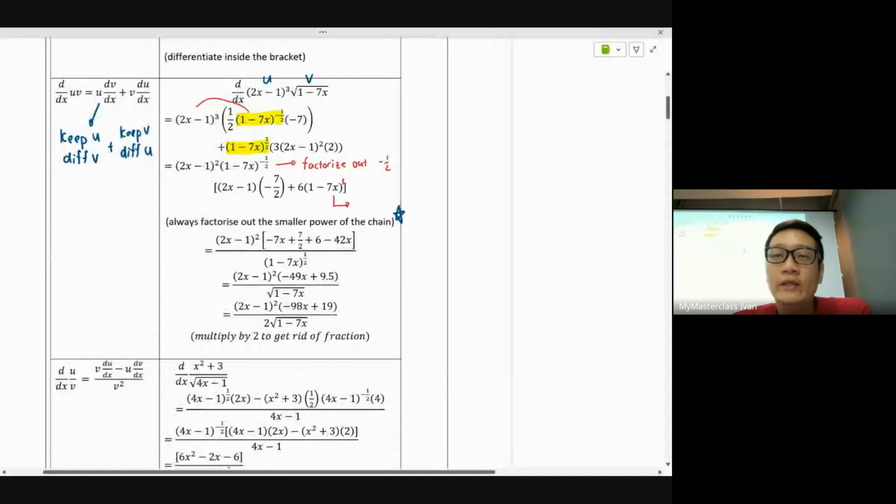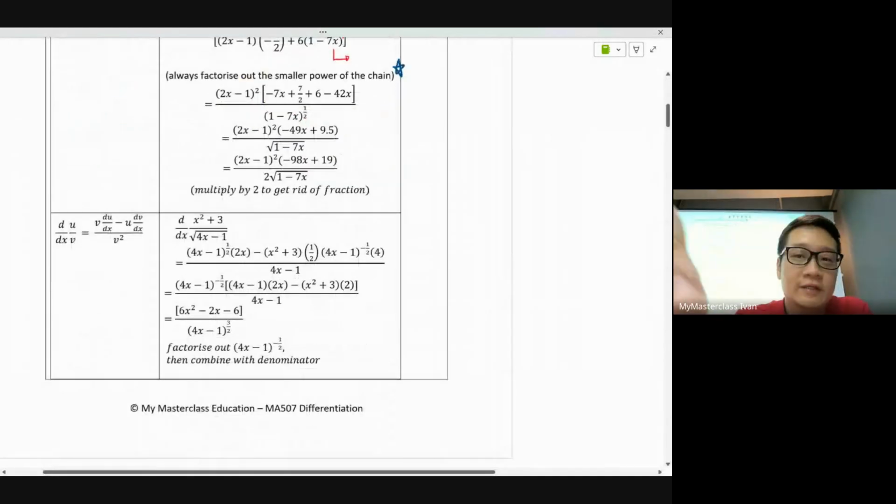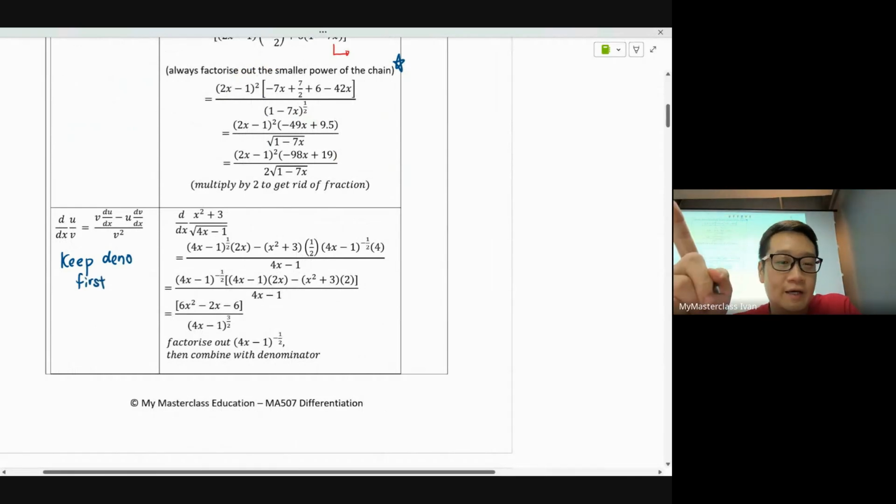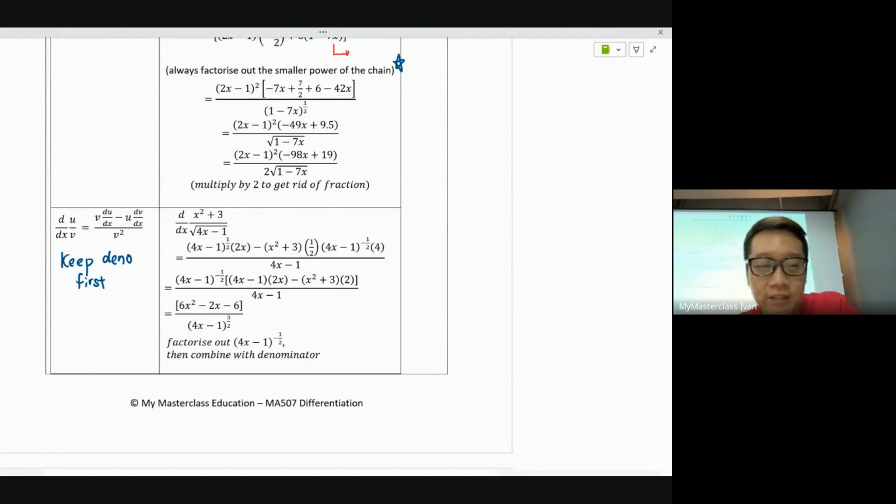Now I know some of you don't like to use quotient rule, but it's good to use quotient rule in H2 because it makes the working a lot more simplified than if you keep going and use product rule, understand or not? So try to use quotient rule. The rule of thumb of the quotient rule is always keep the denominator first. So keep denominator, differentiate numerator, minus, in the middle is a minus. Keep numerator, differentiate denominator, over v squared, over denominator squared. So always keep the denominator first.